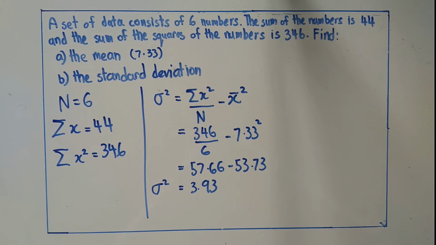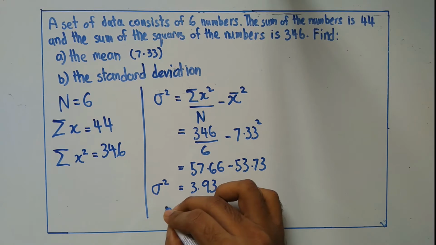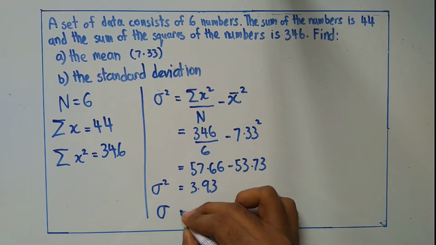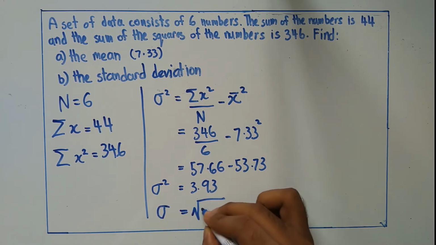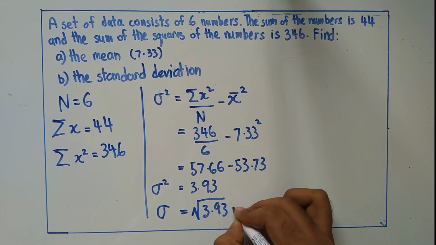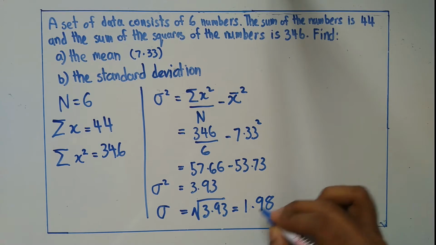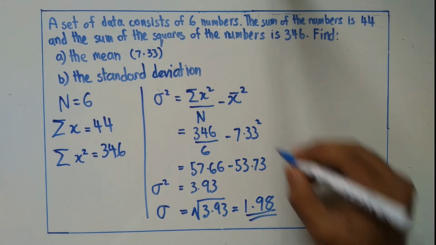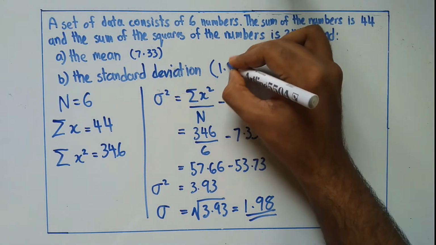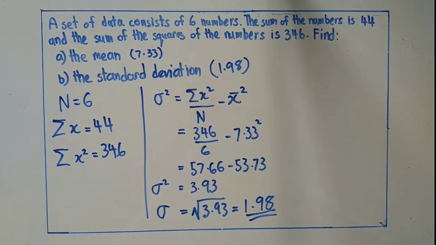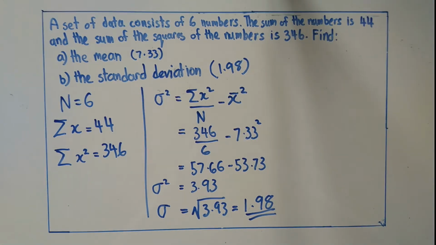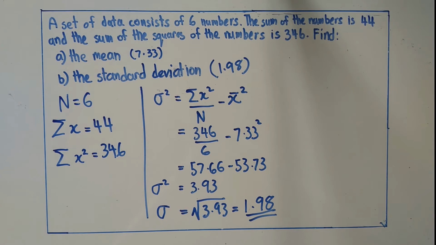To get the standard deviation, all we need to do is to square root the variance. The standard deviation is simply the square root of 3.93, which gives us 1.98. This is the answer for the standard deviation. This question tests you the understanding of statistical concepts of the mean and the standard deviation.